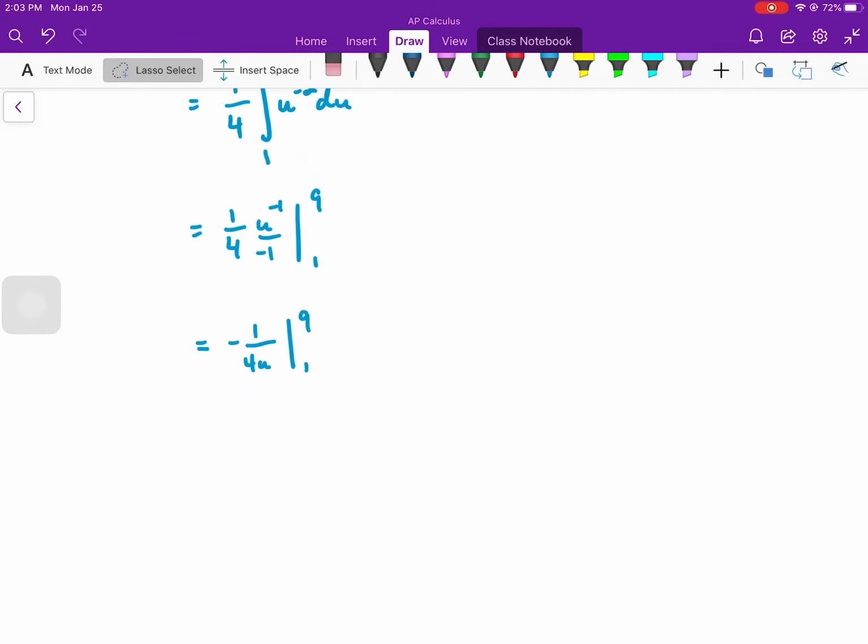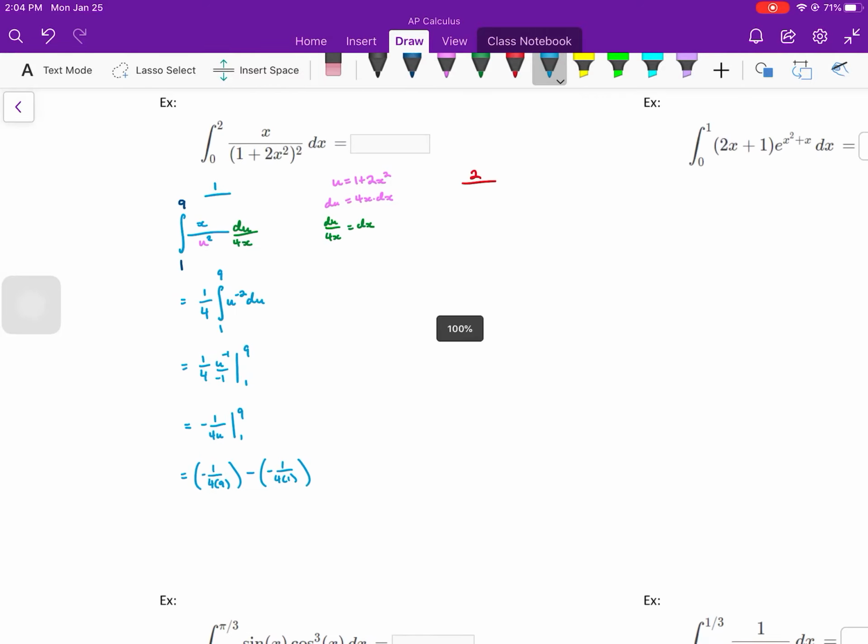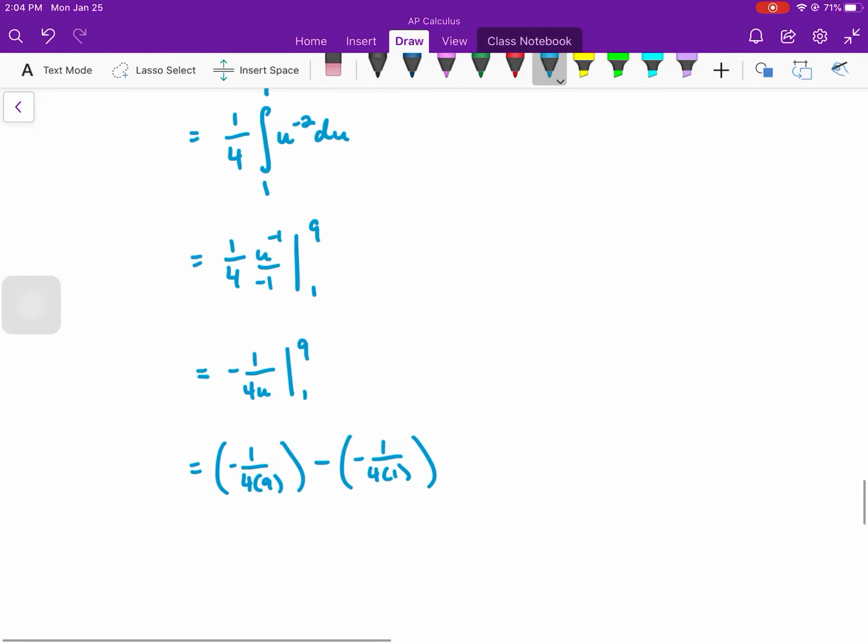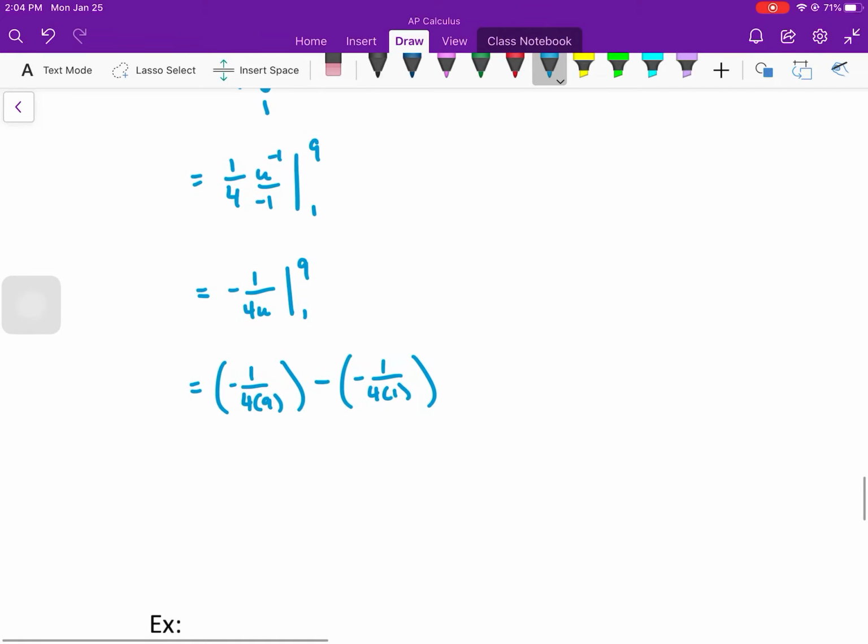Okay, so now what I'm going to do is plug in. For u, I'm going to plug in the 9. And then I'm going to plug in the 1. And actually, I should probably do those in a different color, just to show you that it's the same thing in the next example. So that's going to be negative 1 over 36.